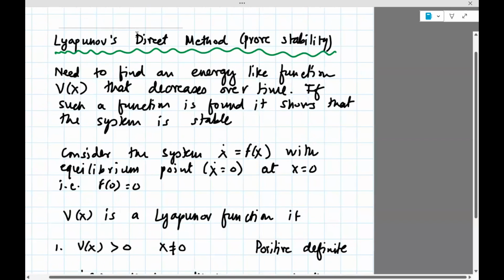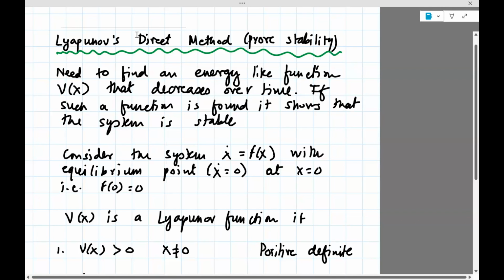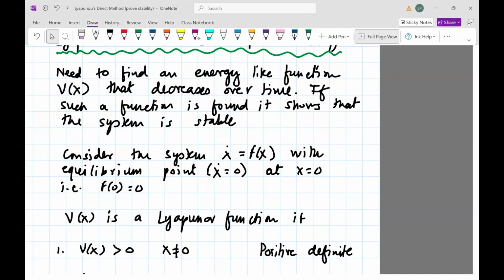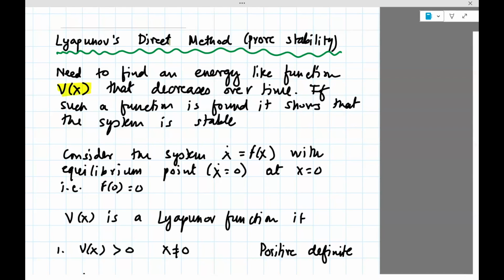So what Lyapunov's direct method does is it basically tries to come up with a potential function V of x. Note that V is only a function of x, x being the state. It's not a function of time. And we want to ensure that this energy-like function decreases over time. Then if you can find such a function, you can be certain that the system is stable.